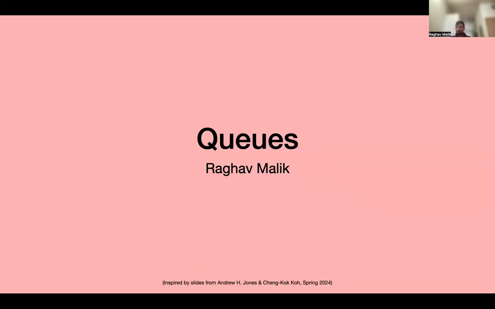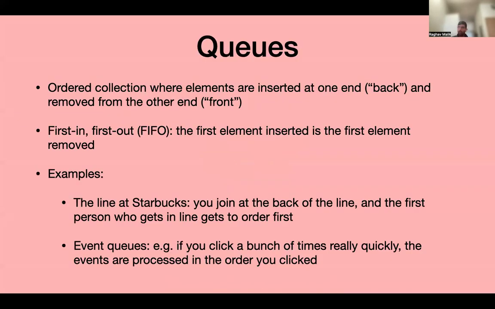All right. So we talked about stacks. Now we're going to talk about queues. Queues are in some sense dual to stacks, in the sense that they work backwards, right? Queues are ordered collections where elements are inserted at one end, called the back, and removed from the other end, called the front. If you remember, in stacks we insert and remove from the same end, and we call that end the top. In queues, it's the other way around.